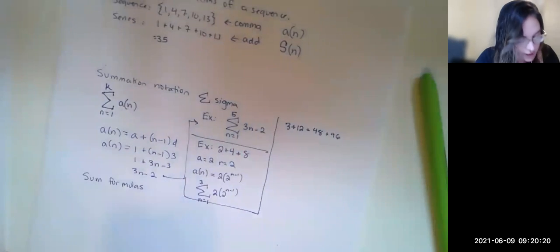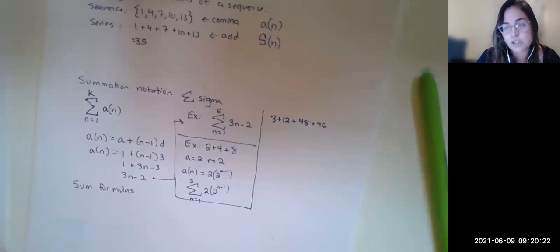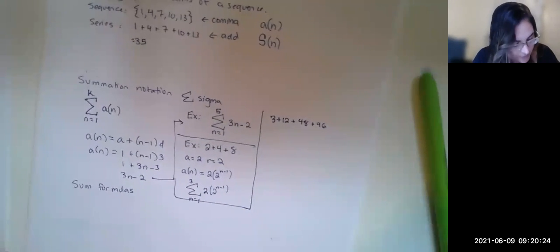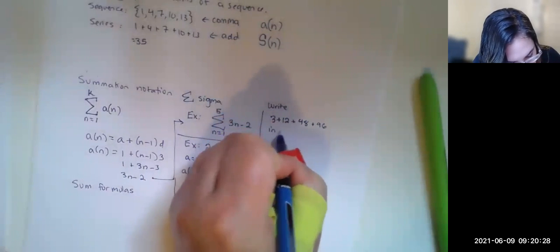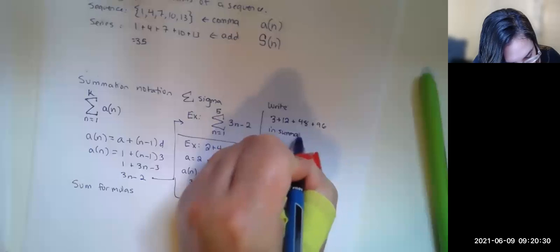All right, let's try one. Please try to write 3, 12, 48, 96 in summation notation. Just pause the video and try the problem. Write the series in summation notation.